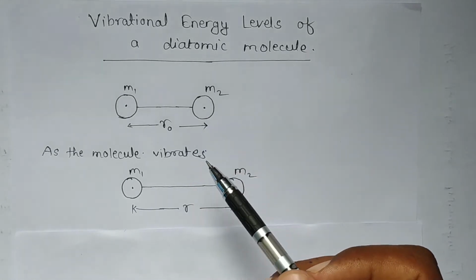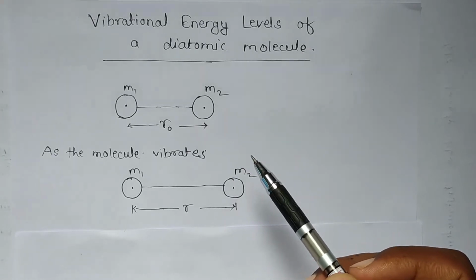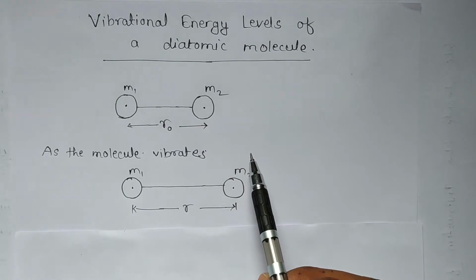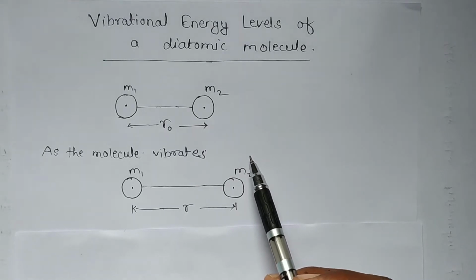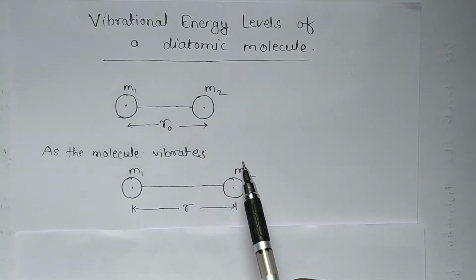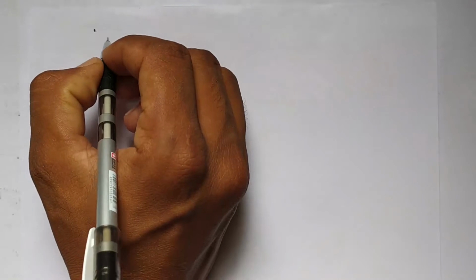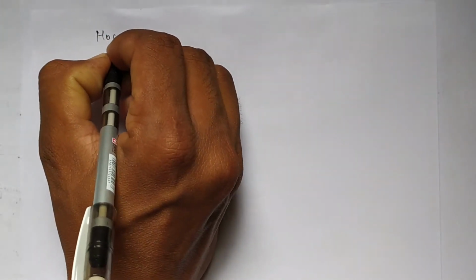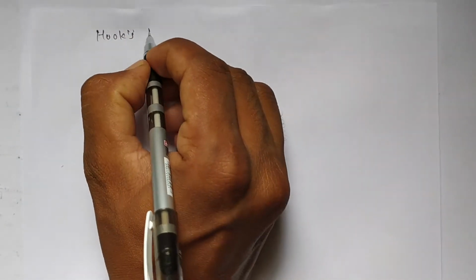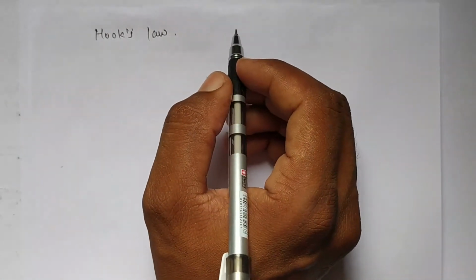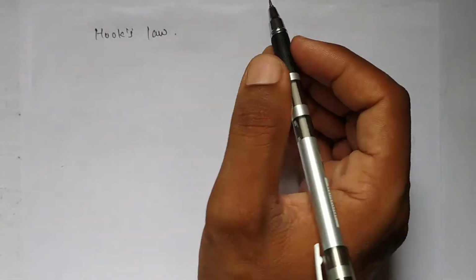As the molecule vibrates along the line, the distance between them changes. So let r be the distance between the atoms at any instant of vibrational motion. Then, according to Hooke's law, the restoring force is proportional to the displacement.